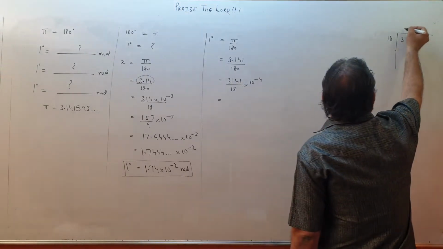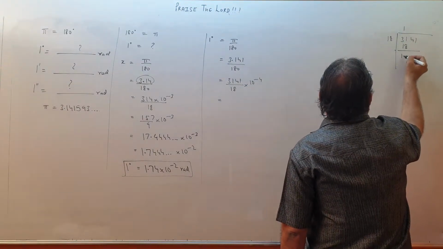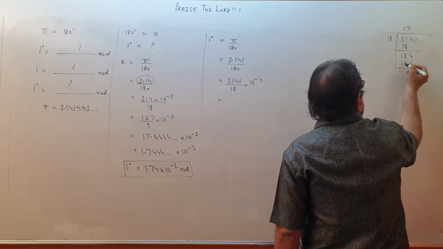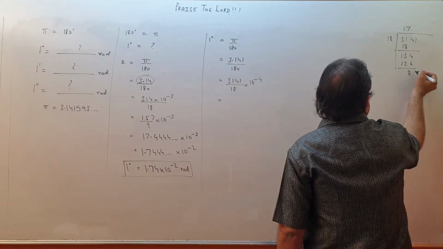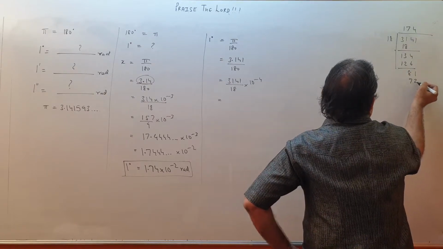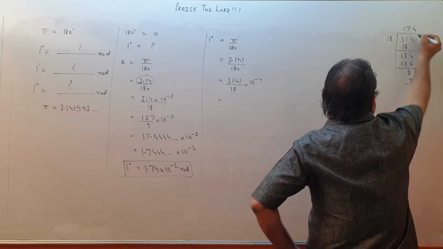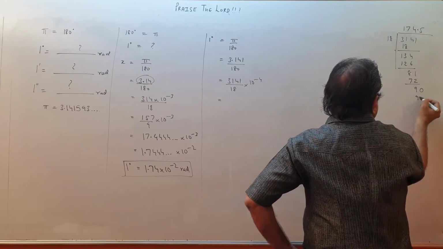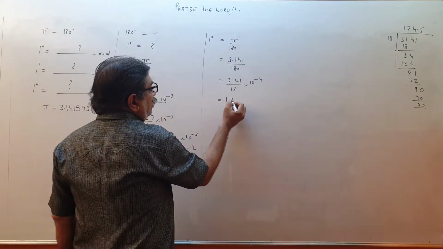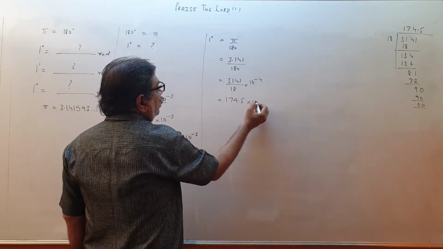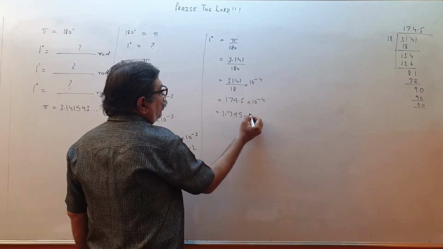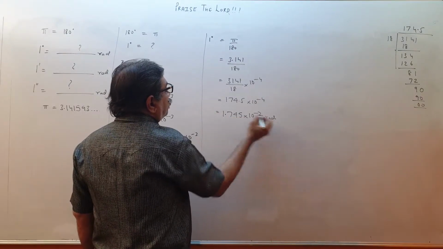So 18 ones are 18, 13 remains. In 134 it goes 7 times, 126, 8 remains. In 81 it will go 4 times, it will be 72. Then 9 remains. In 90 it will go 5 times, 90. See, this is exact division. So this comes out to be 174.5 into 10 raised to minus 4. That is 1.745 into 10 raised to minus 2 radian.